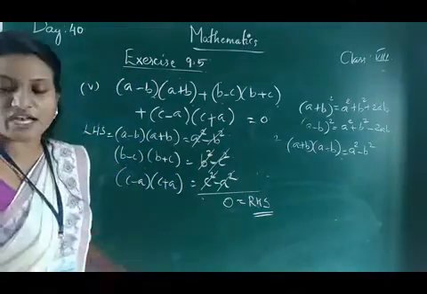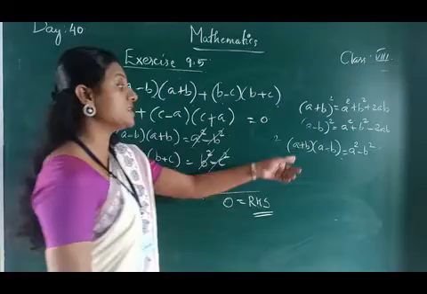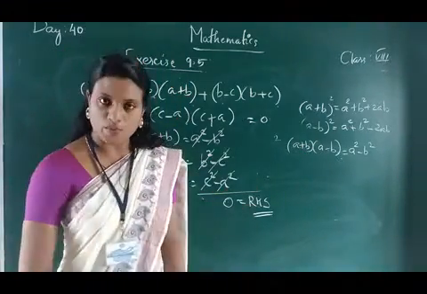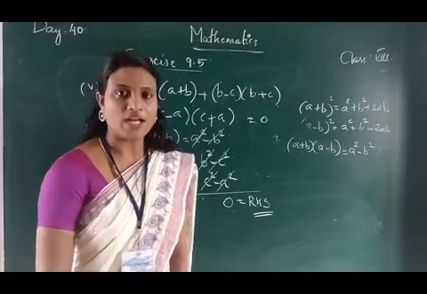Hence proved. So which identity are you using here? You are using the third identity, that is a plus b into a minus b is equal to a square minus b square. Hope you all understood today's class.